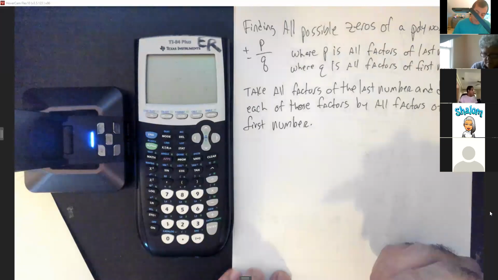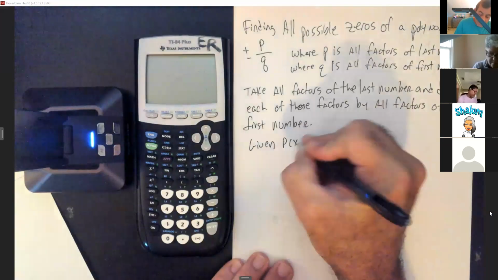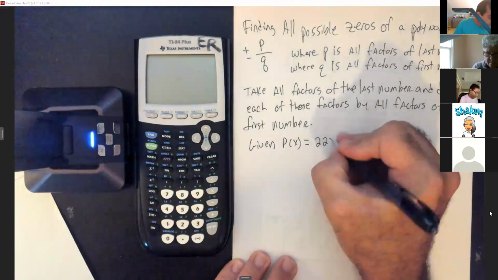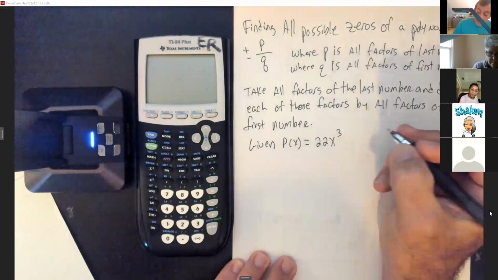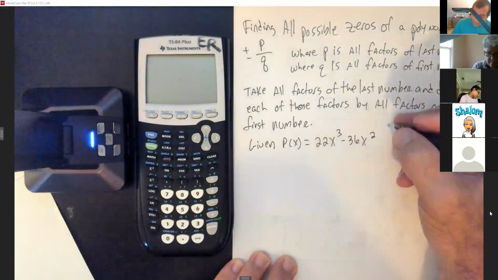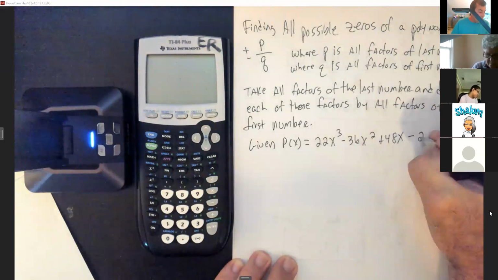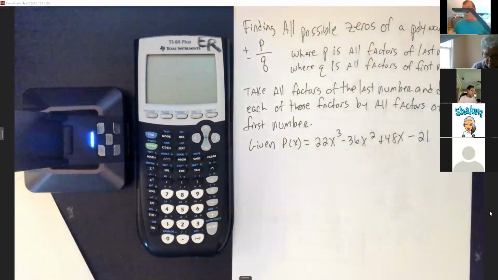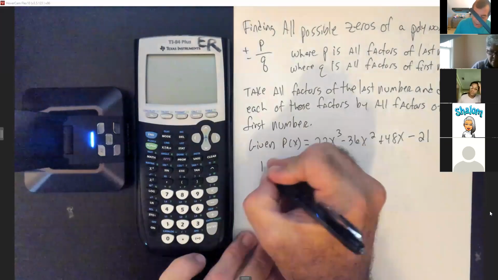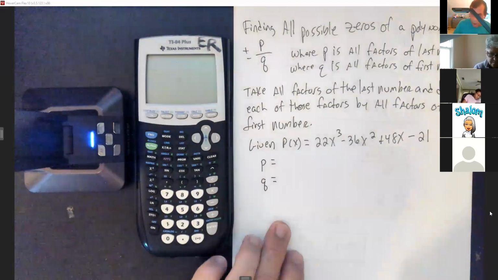So we're going to be given P of x equals 22x to the third minus 36x squared plus 48x minus 21. So P is the last factor. Q will be all the factors of the first number. So the last number was what? 21.